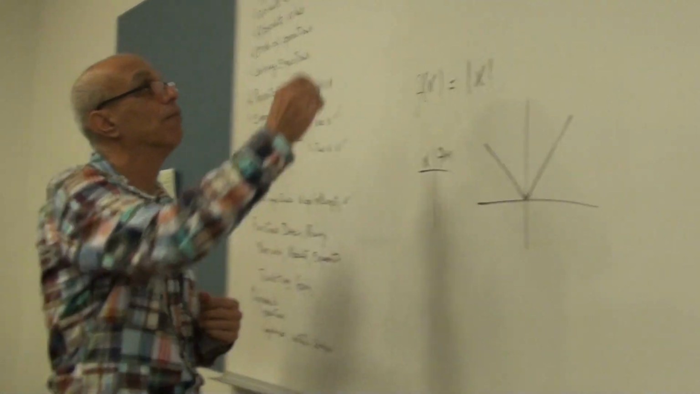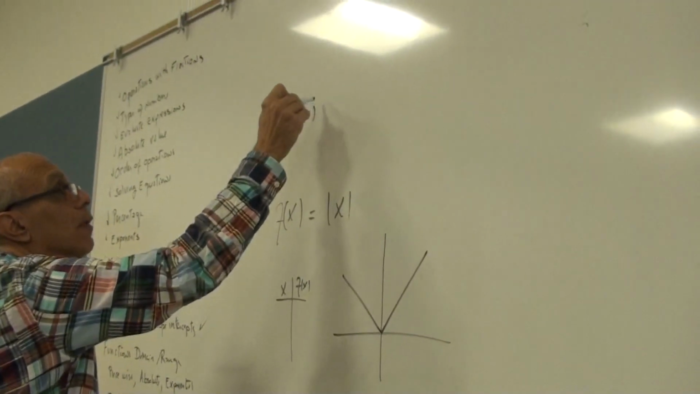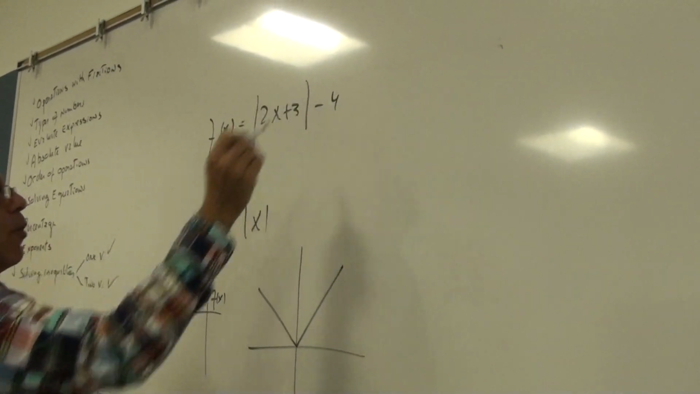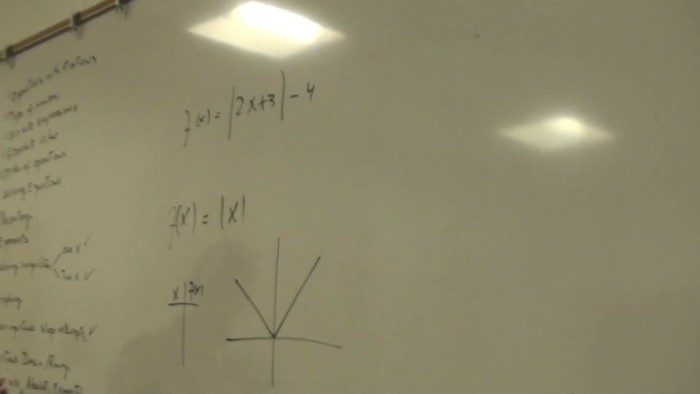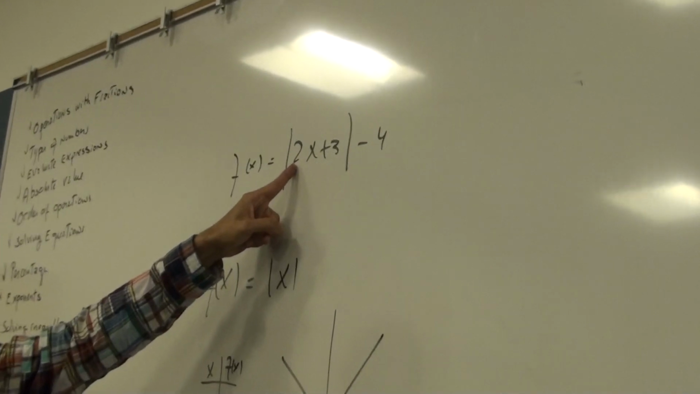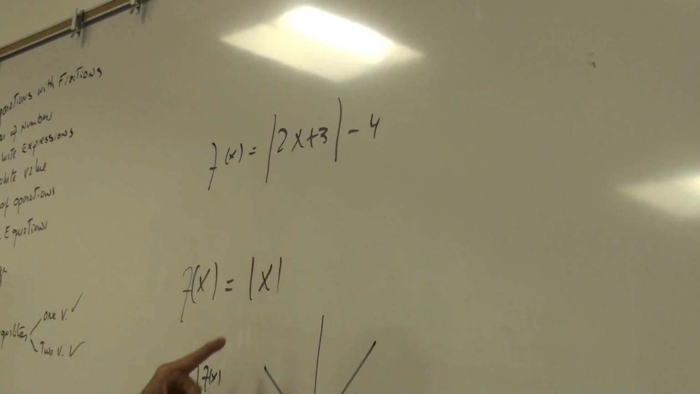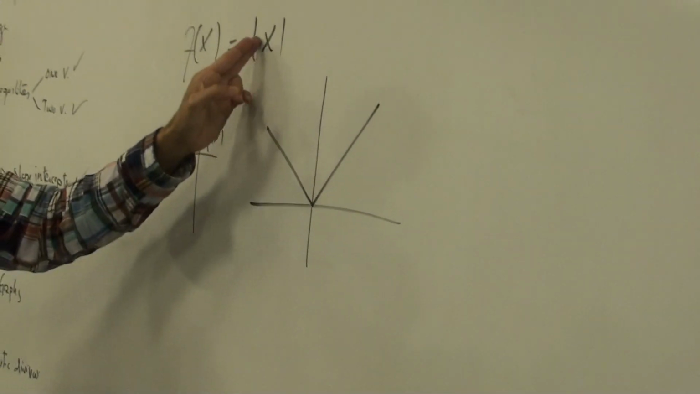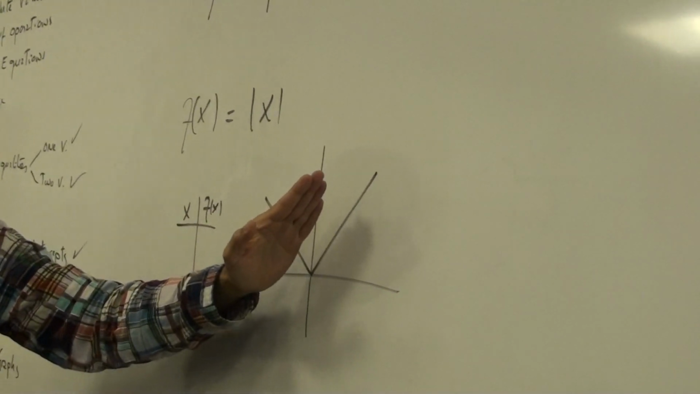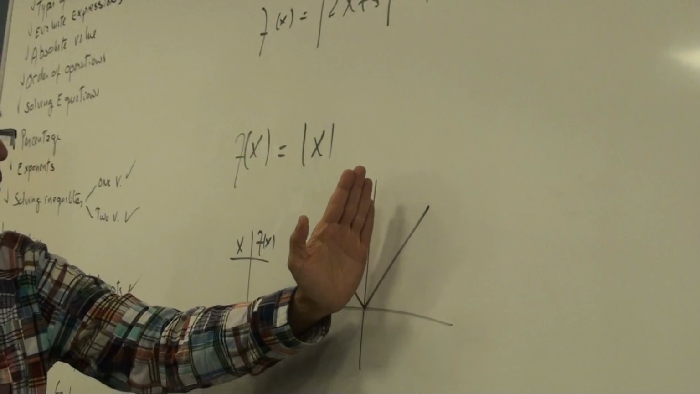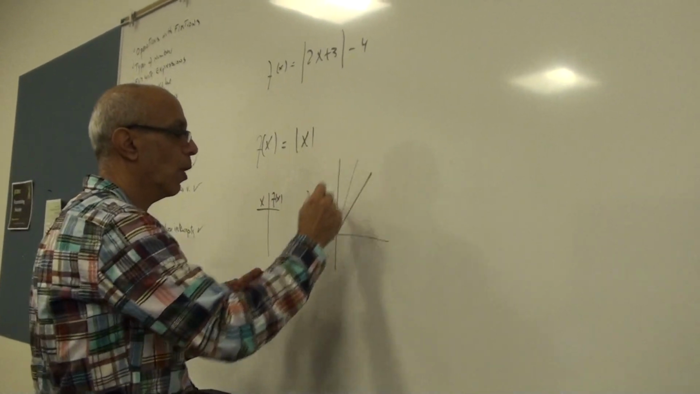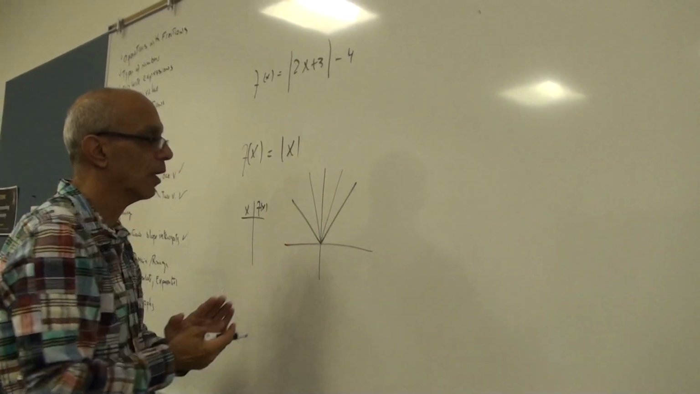Now, the function could be different. Could be 2 times absolute value of x plus 3, minus 4, for instance. So what is that going to mean? Well, this now has a slope different than this case here. The slope here is 1, so this is a 45-degree line. If the slope is 2, this line is going to be a little closer to the y-axis. So it's going to be like that.